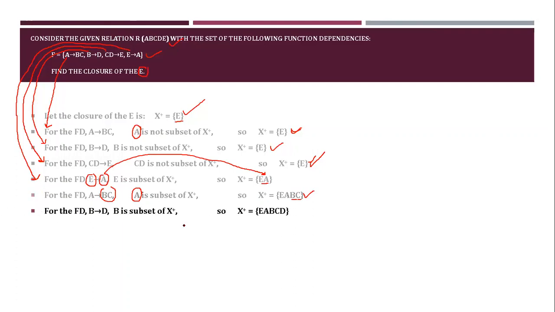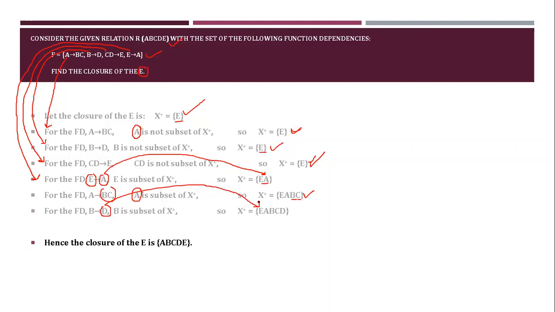Now check this FD, B determines D, the second FD again. Previously, D was not added over here, but here B is a subset of this X plus. So add this D in the X plus. Now the X plus is EABCD, right? The whole relation R. Hence the closure of E is ABCD, right?